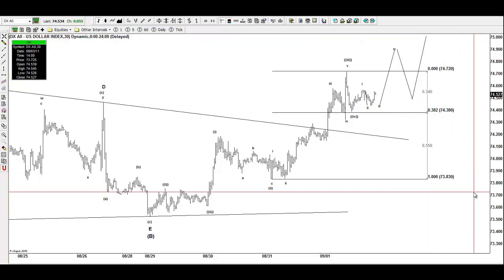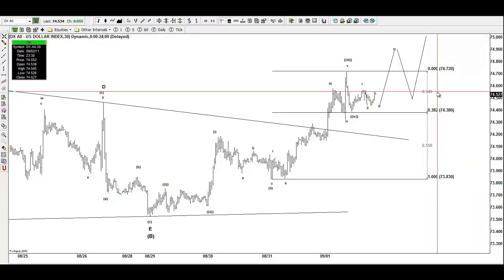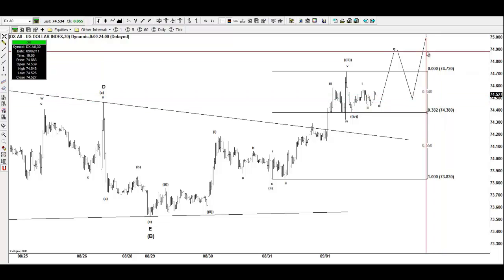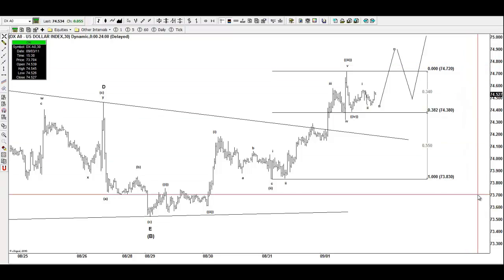If the move proves to be corrective, then the dollar is on the move. If from here the move is impulsive, guess what, guys? You're going to sell the dollar after the first 5. You're going to sell it here for a possible move of the dollar to the 70 area.